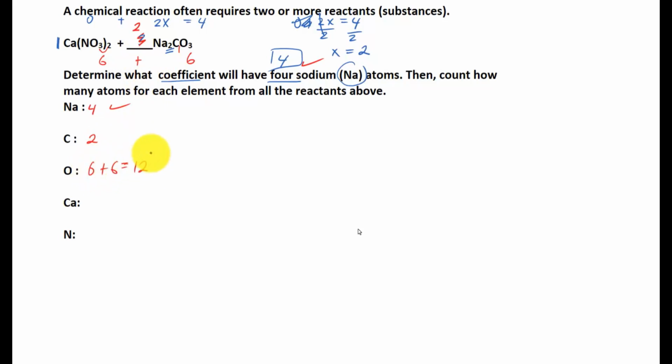And then for calcium, that's a 1 right there. 1 times 1 is just 1. And then we have nitrogen. Over here, we have nitrogen right here. 2 times what? 2 times 1. Well, in this case, it's just going to be 2. That's a sodium. That's not a nitrogen. So we are done.